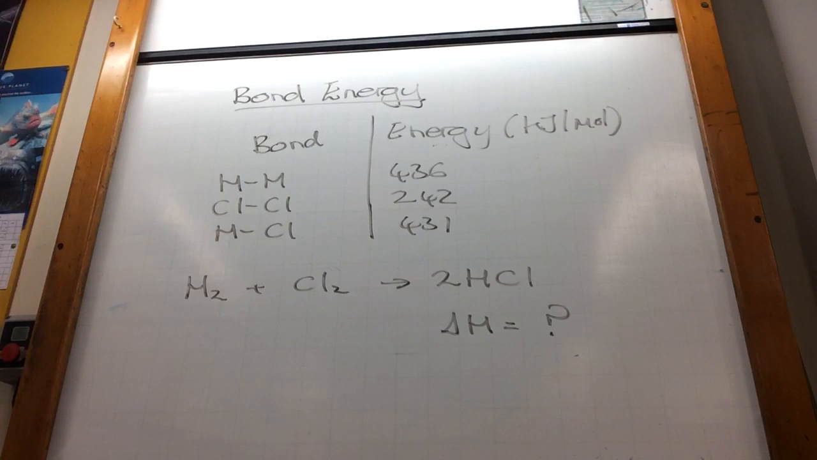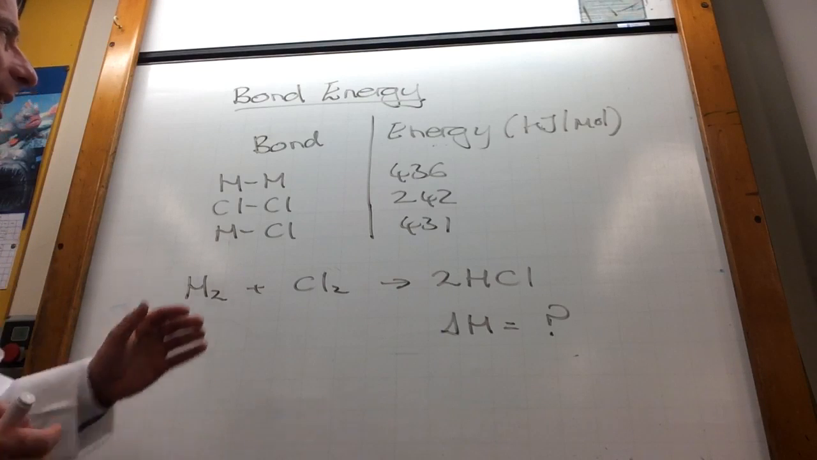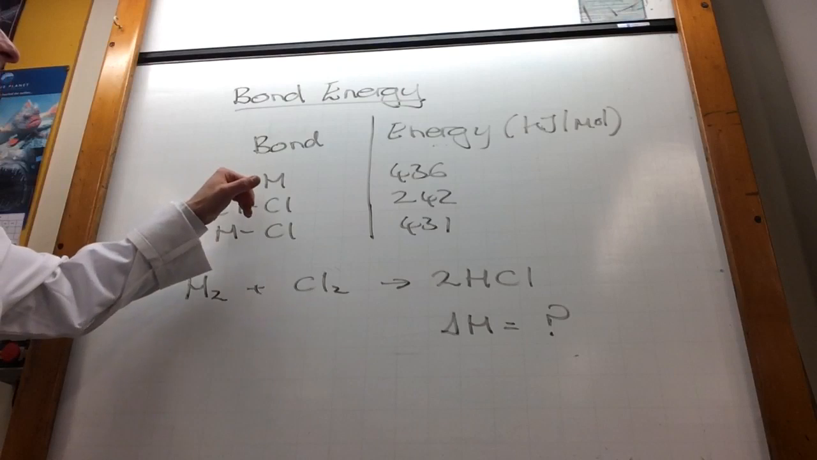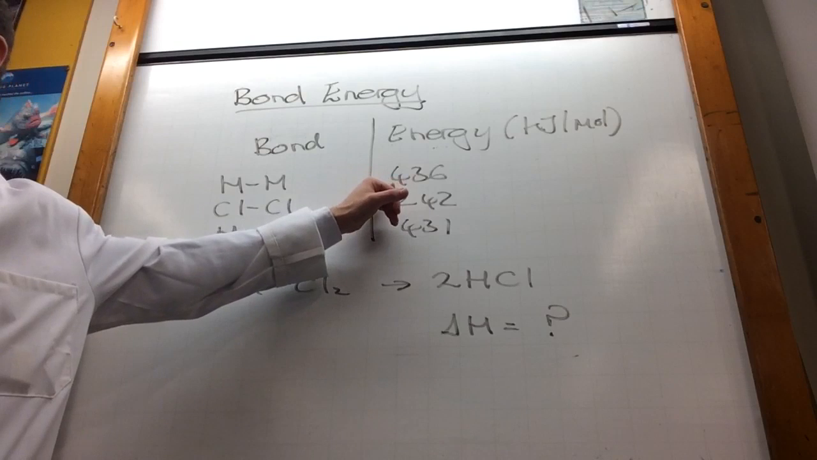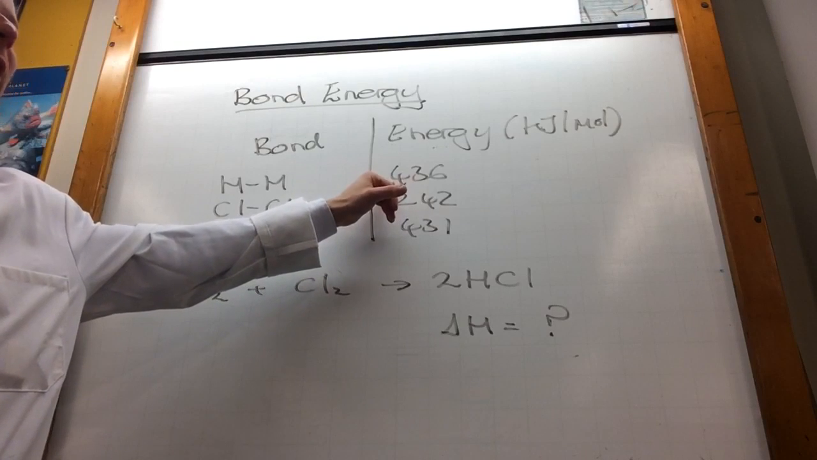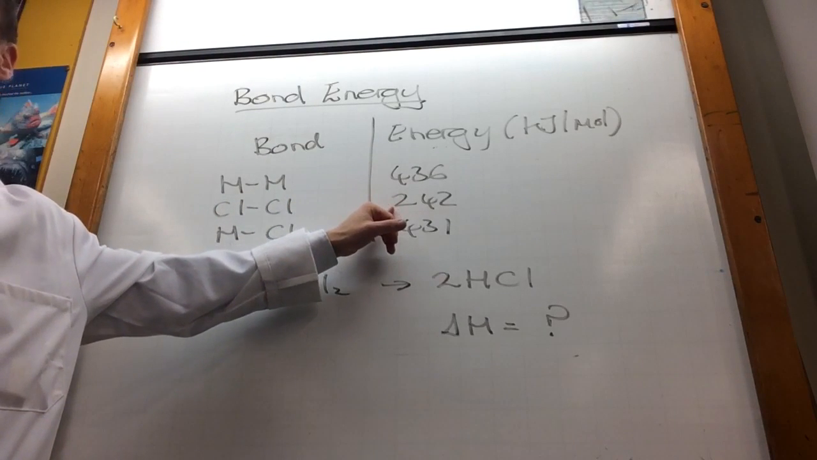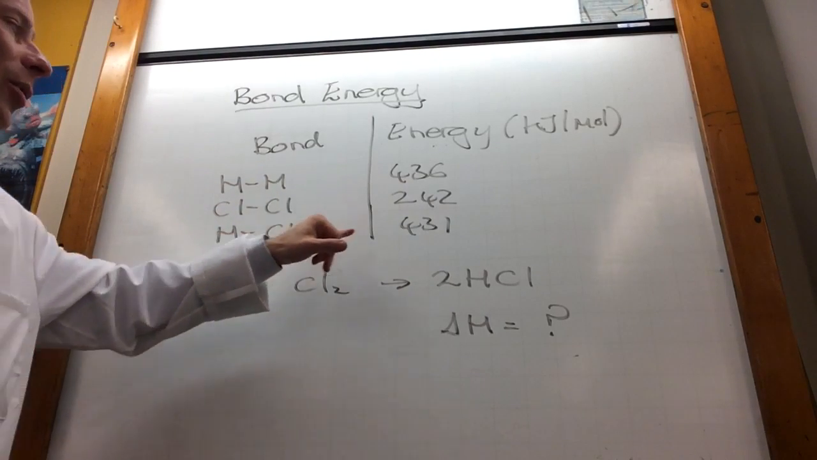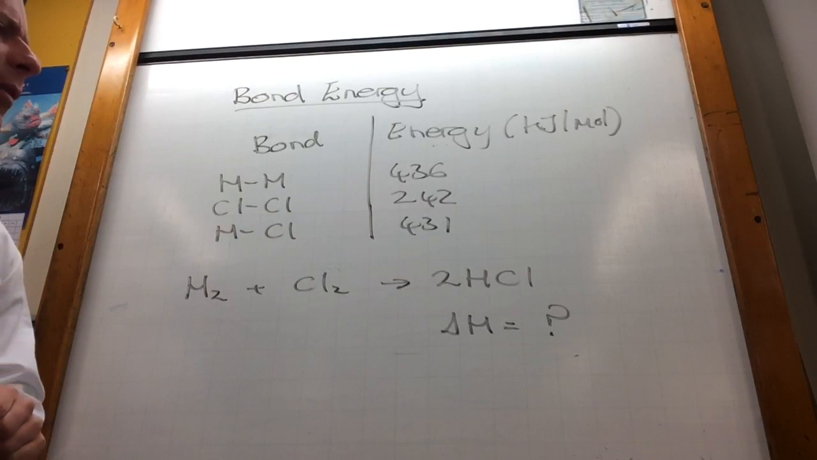We can work out whether a reaction is going to be exothermic or endothermic using bond energies. These are values that are worked out as to how much energy it takes to break a bond. So if I've got a hydrogen-hydrogen bond, that takes 436 kilojoules per mole of energy to break. A chlorine-chlorine bond only takes 242, so that tells me it's actually an easier bond to break, it's weaker. And an HCl bond is 431 kilojoules per mole of energy.